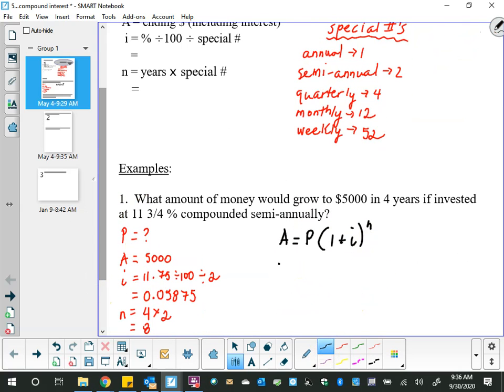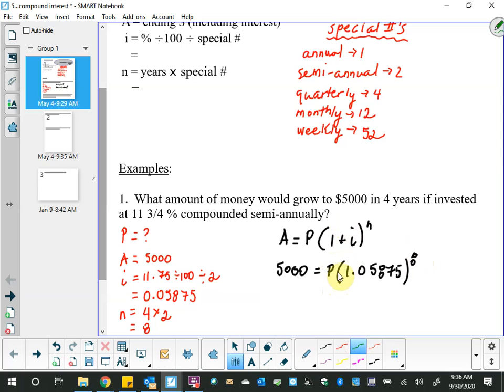So A is 5,000 equals P, 1 plus this decimal. I can do that in my head. To the n, which is 8. So this is not a logarithm question. And the reason it's not a logarithm question is because we can get P using pre-logarithmic math.